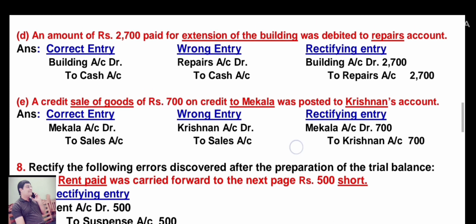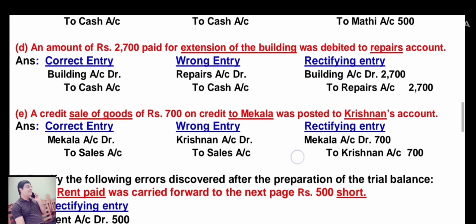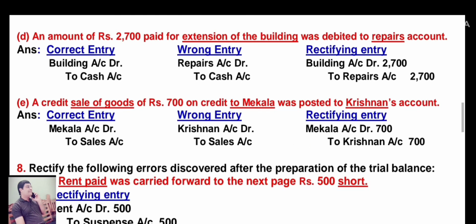D. An amount of rupees 2700 paid for extension of building was debited to repair account. So the same installation: at the time of installation, when we purchase a new building, whatever repair we do will come under the building account. Or if we remodel the building, it will come under the building account, not the repair account. But instead of the building account, they debited the repair account.